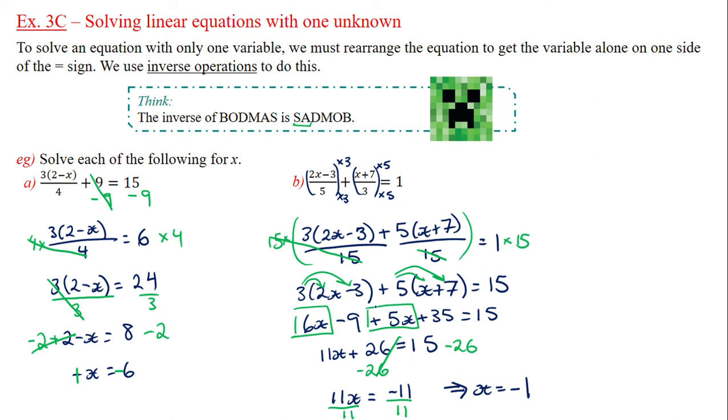All right, if you have brackets, expand them first, group your like terms, and then work your way back. If you have fractions, make your denominators the same, work your way out, okay? This is all stuff that you have done before.